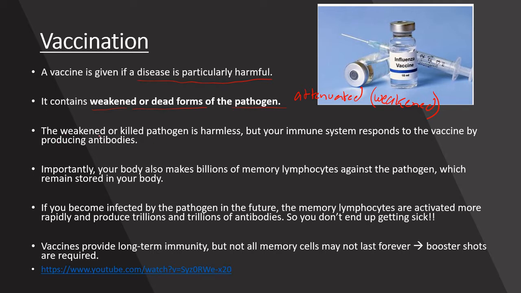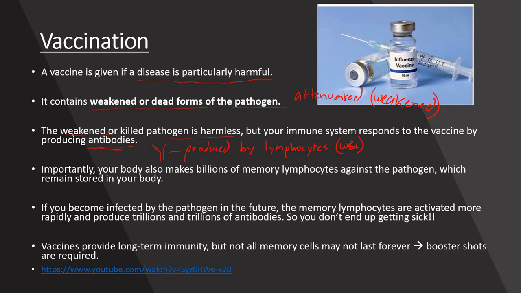The weakened pathogen is harmless, but your immune system responds to the vaccine by producing antibodies. Remember, your antibodies are those Y-shaped proteins that are produced by lymphocytes. So antibody here, and this is just going over what we did last week, produced by lymphocytes, which are a type of white blood cell. The other type of white blood cell being your phagocytes. So a Y-shaped protein produced by lymphocytes, that's what an antibody is.